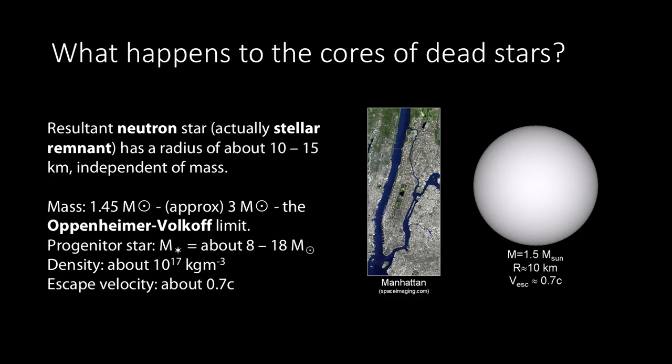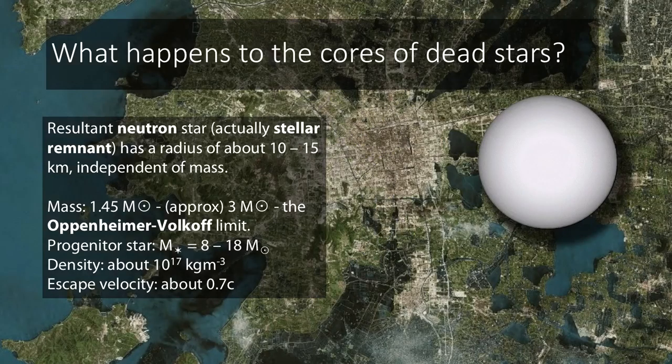That has really weird effects if you could look at a neutron star. For example, you could see more than half the surface at any one time. So that 10-15 kilometers is illustrated here against the size of Manhattan. You may or may not be familiar with Manhattan, so here it is approximately centered on the school compared to Suzhou and the surrounding areas.